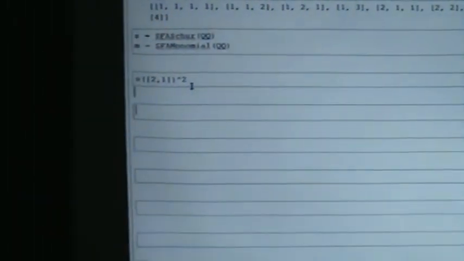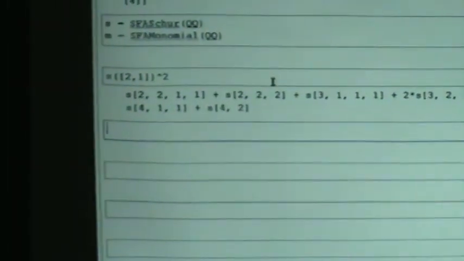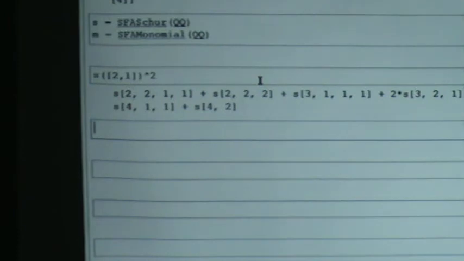And we can square it. All of this stuff for the classical bases is happening within Symmetrica. Because it's in C, it's pretty fast. Especially if you want to do multiplication in the Schur basis, it's way faster than, say, John Stembridge's SF package.